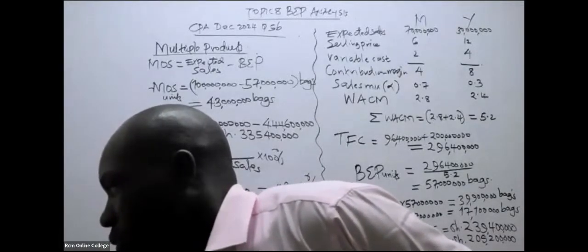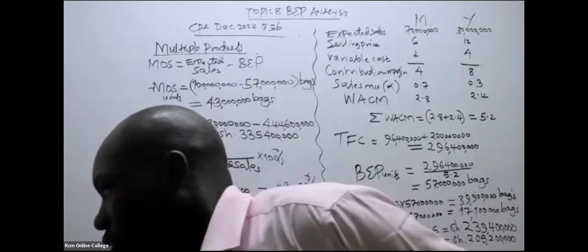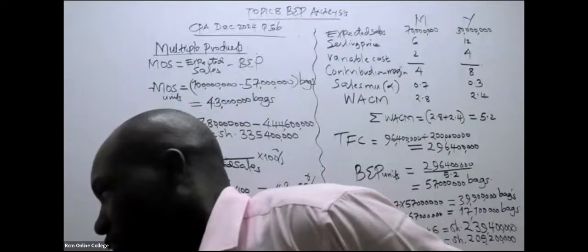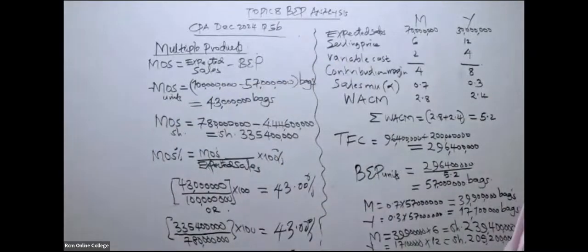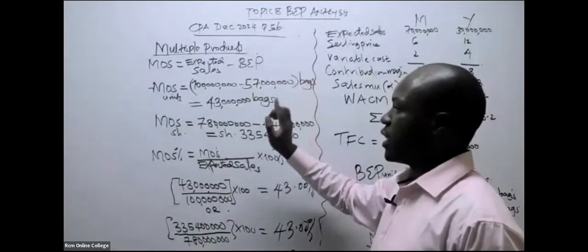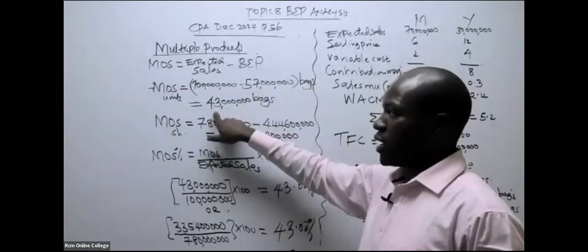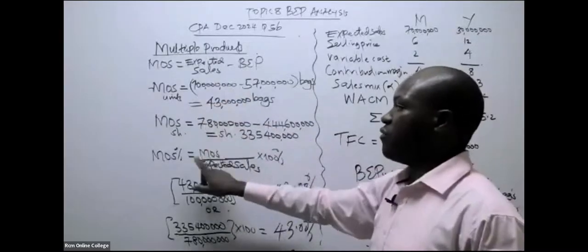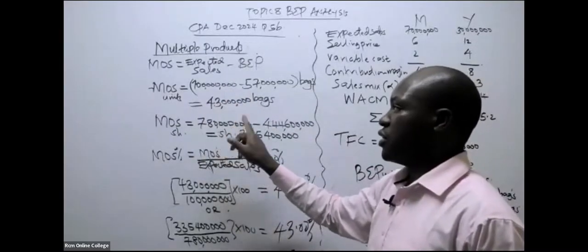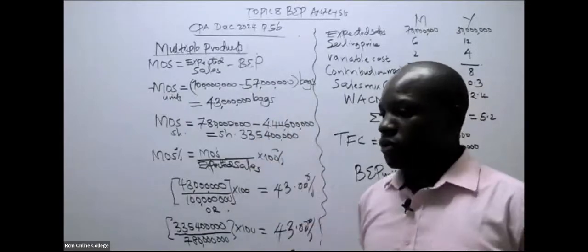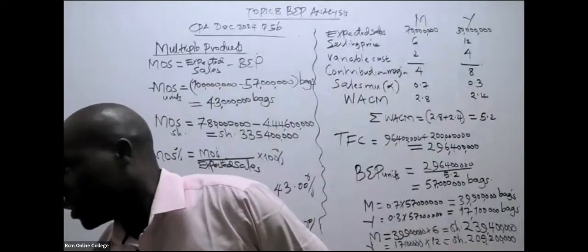I have a question. If I take margin of safety in units, then use sales mix to get units for Y and M, then multiply by selling price for each product, will I be correct? Yes. This is your margin of safety in units. If I use 0.7, I'll get the share for product M and the share for product Y. Then I multiply by their selling prices. It will give me margin of safety in shillings. It will give me this one here. Try that.